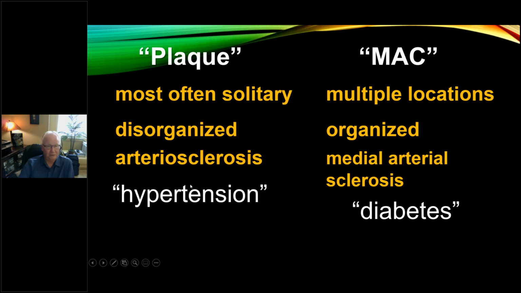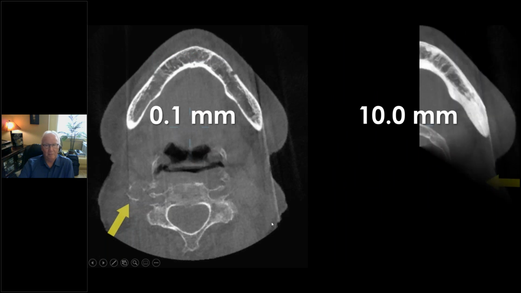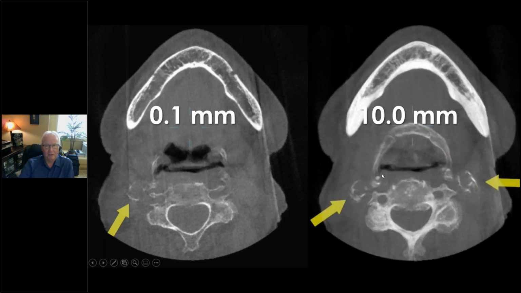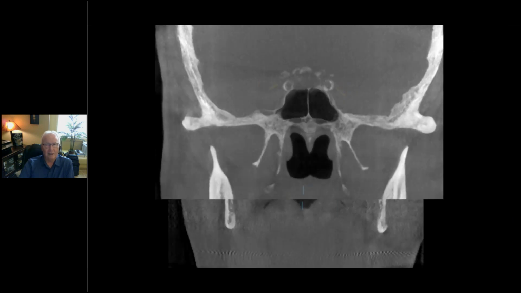Okay, there's no correlation between the degree of calcification, but over here there is, and it's only now starting to be recognized. So 0.1 millimeter, 10 millimeter. This is what your MIP tool will do. Please check it out. And you'll see them in other locations, like I said.